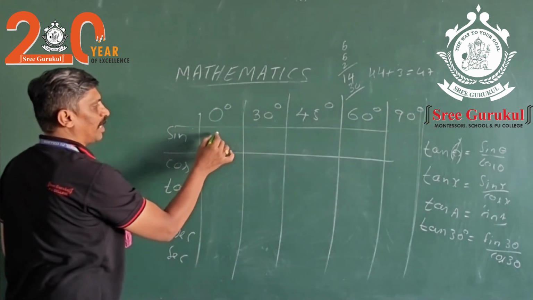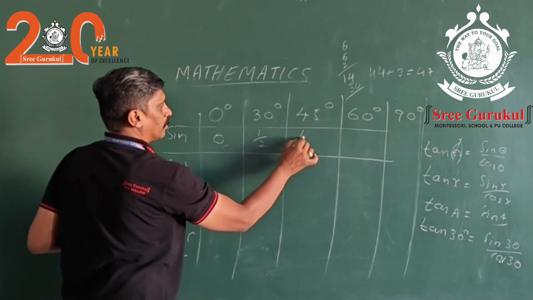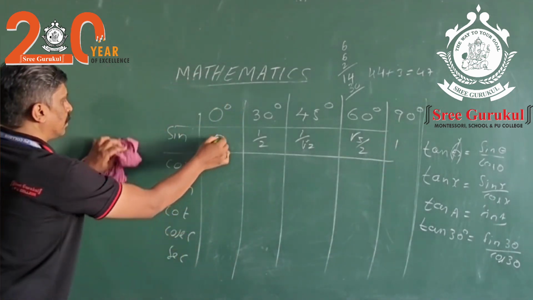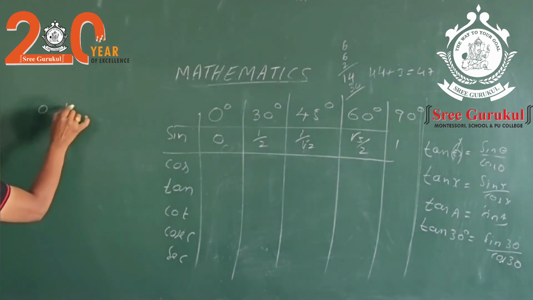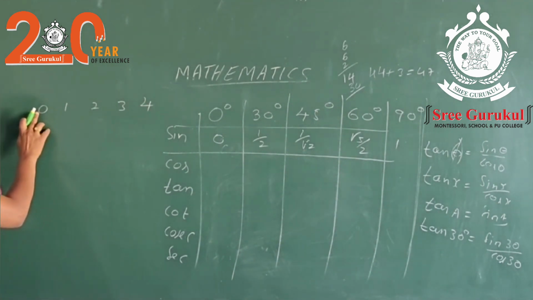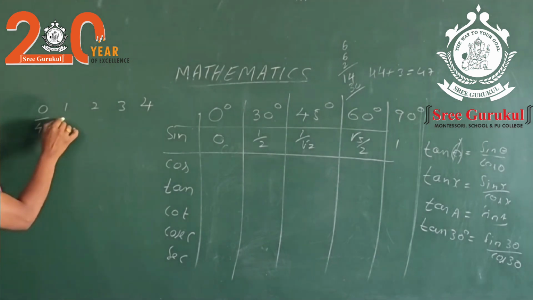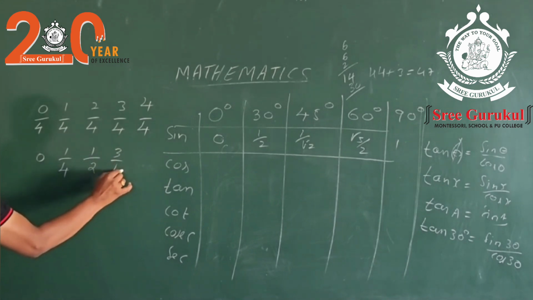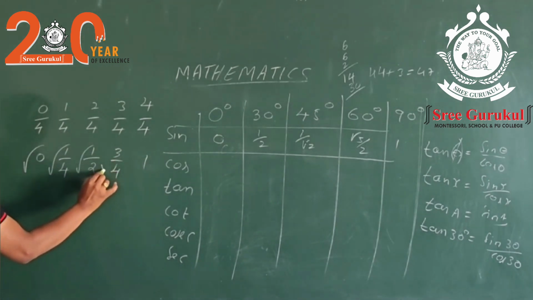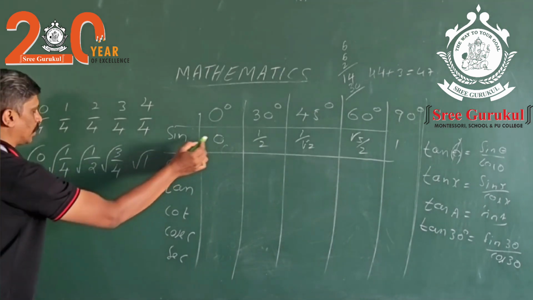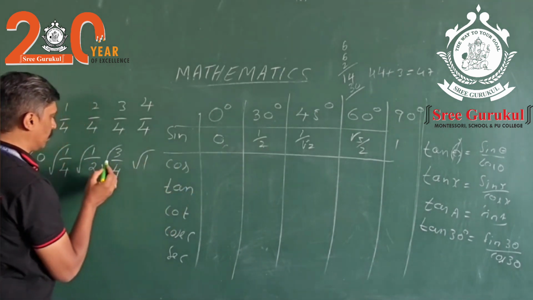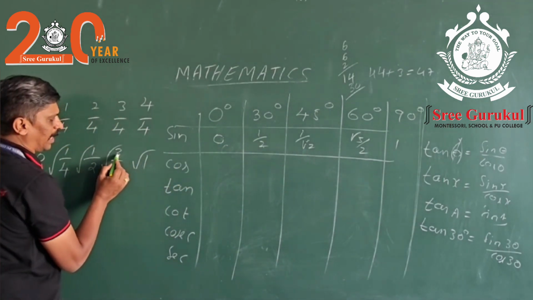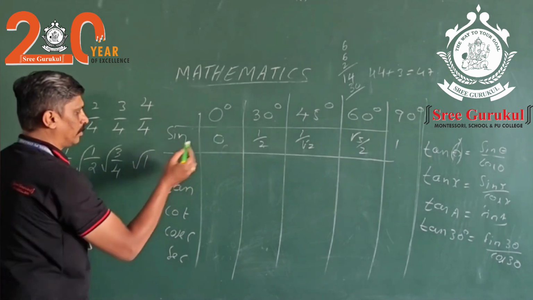What are the sine values? The first values to remember are 0, 1 by 2, 1 by root 2, root 3 by 2, 1. To remember these values, first consider the numbers 0, 1, 2, 3, 4 and divide them by 4. Those values are 0, 1 by 4, 1 by 2, 3 by 4, 1. Take the square root of all of them. Root 0 is 0. Root 1 by 4 is 1 by 2. Root 1 by 2 is 1 by root 2. Root 3 by 4 is root 3 by 2. Root 1 is 1.